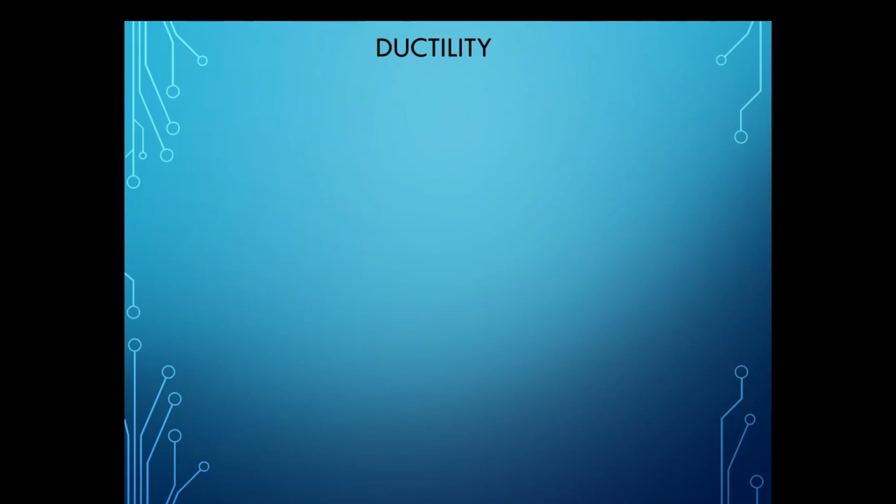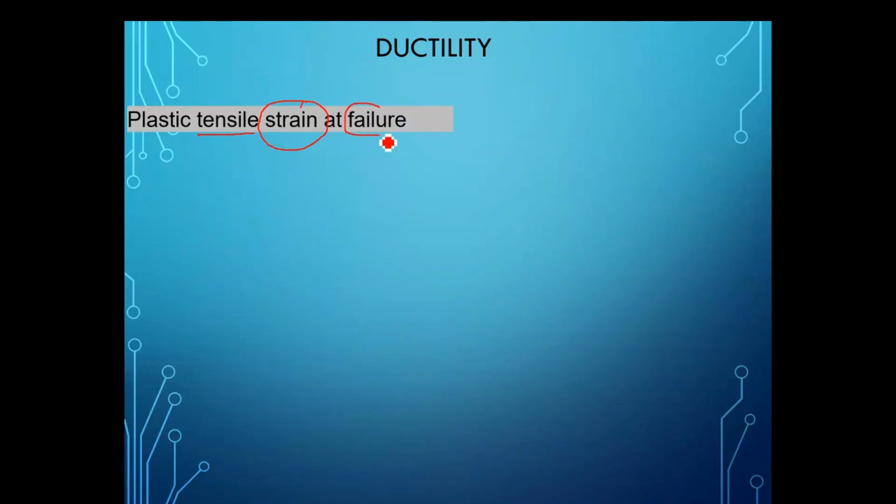How do we define ductility? We had looked into the stress strain plot of a ductile and brittle material, but what actually is the measure of ductility? It is the plastic tensile strain at failure. Again, it is something which relates to strain, something that relates to tensile test, and a property which is measured with regards to failure.